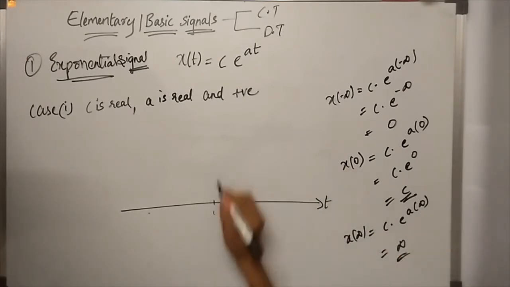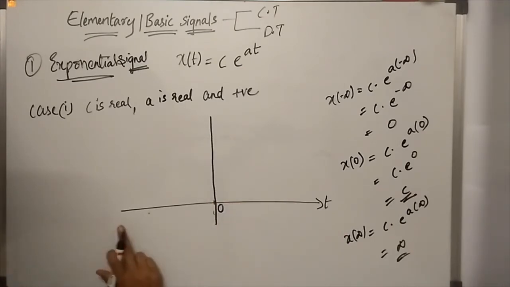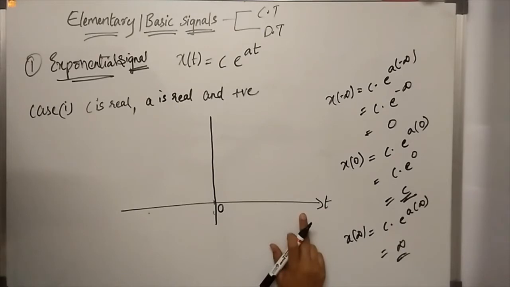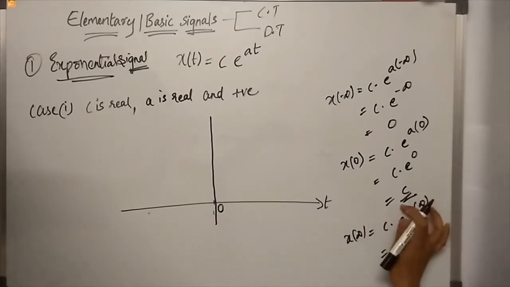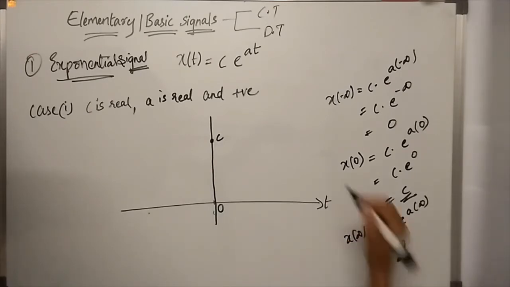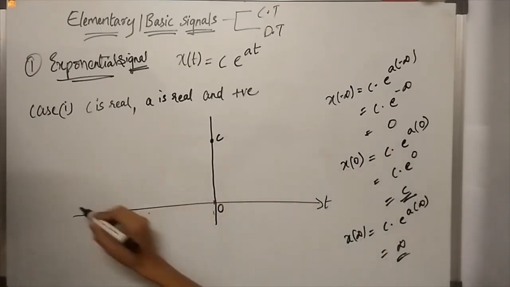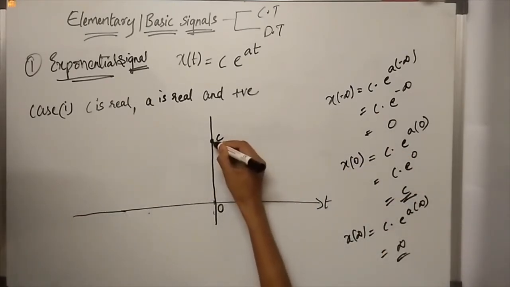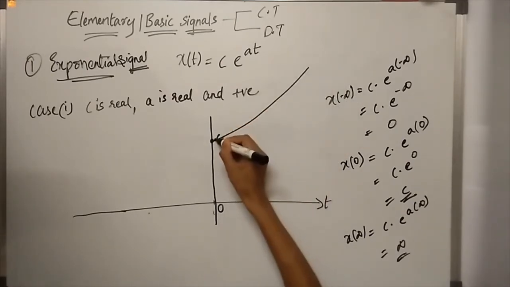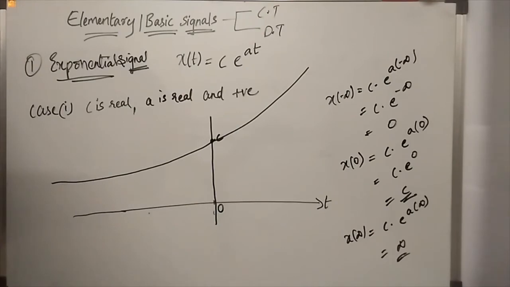So now we will plot the signal. T can take any value from minus infinity to plus infinity. At t equal to 0, the amplitude of the signal is c. At t equal to infinity, this is going to infinity. At t equal to minus infinity, the signal is 0. So I can plot the signal in this way, right? So this is an exponential signal.